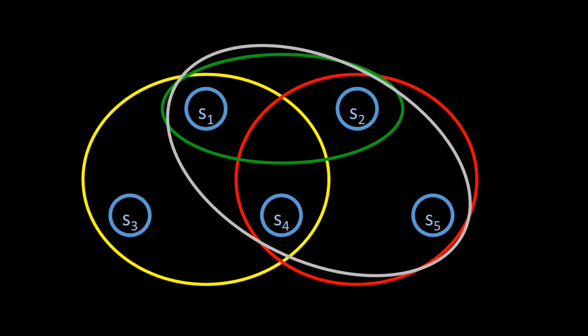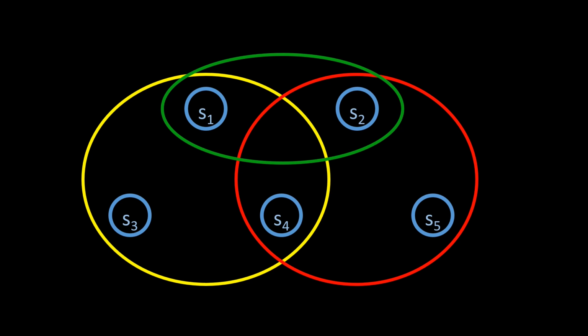This is also true for the green and the gray quorum. If one quorum is a subset of another quorum, the quorum system is not minimal, and we generally prefer minimal quorum systems. So let's remove the gray quorum. Now our quorum system is minimal, since no quorum is a subset of another.